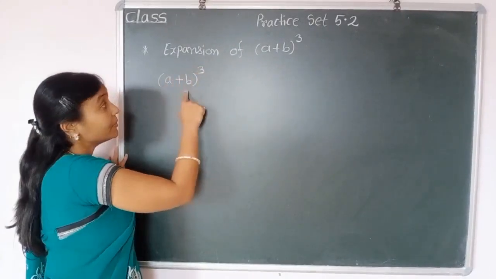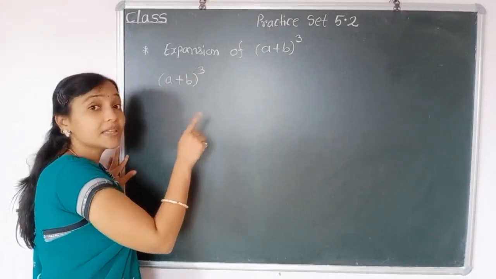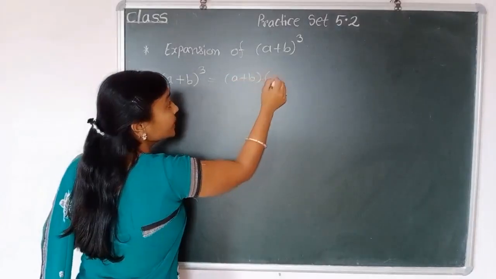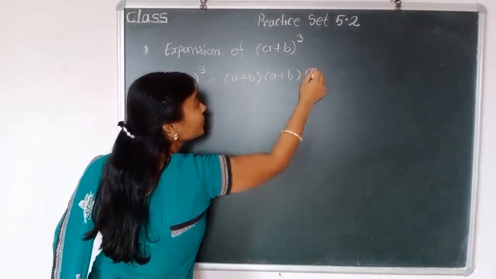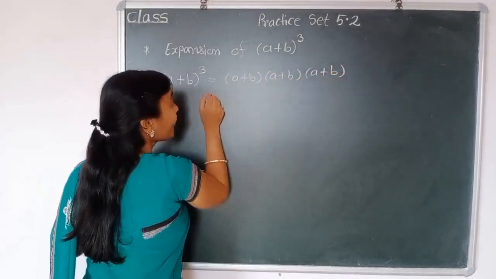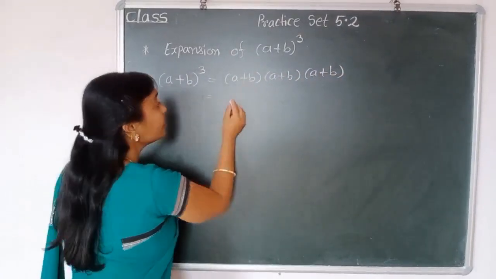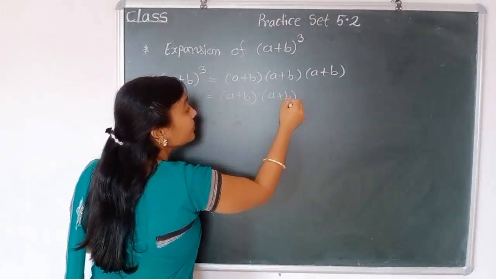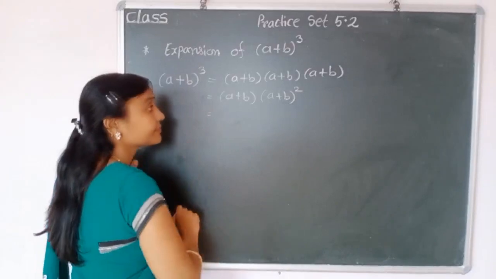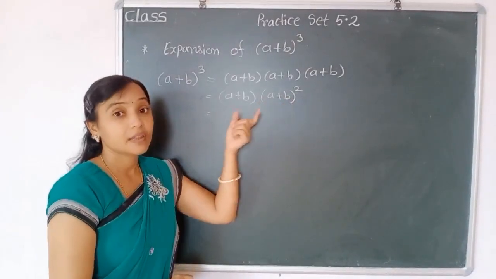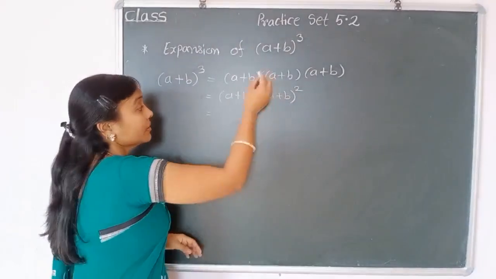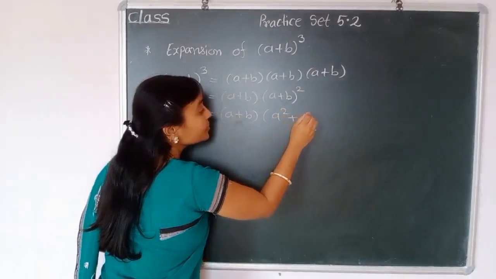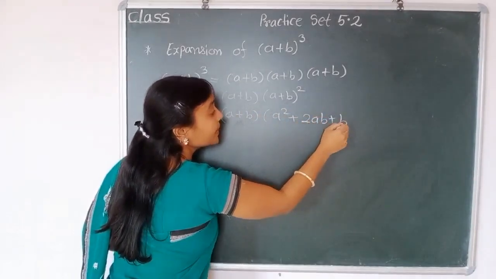bracket cube, that means this bracket multiplied 3 times by itself. So we write a plus b into a plus b into a plus b. Again I write here (a plus b) times (a plus b) square. And we know this formula from the previous video: (a plus b) square is a square plus twice ab plus b square.